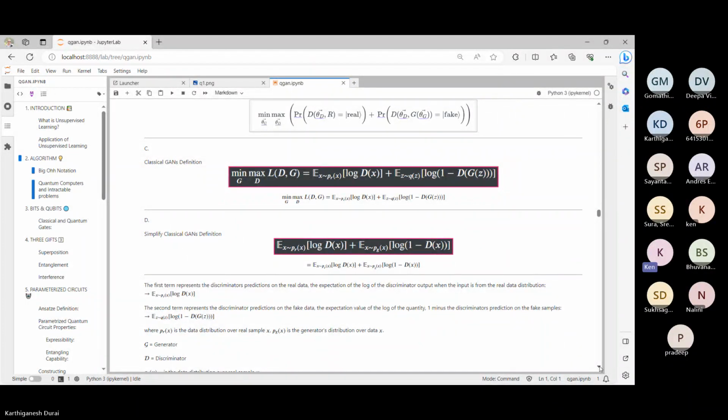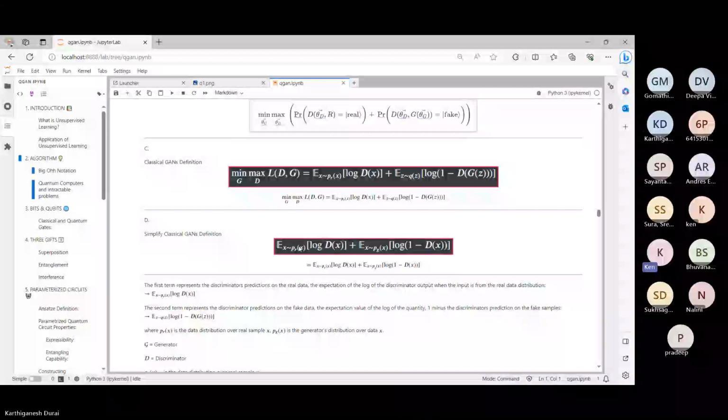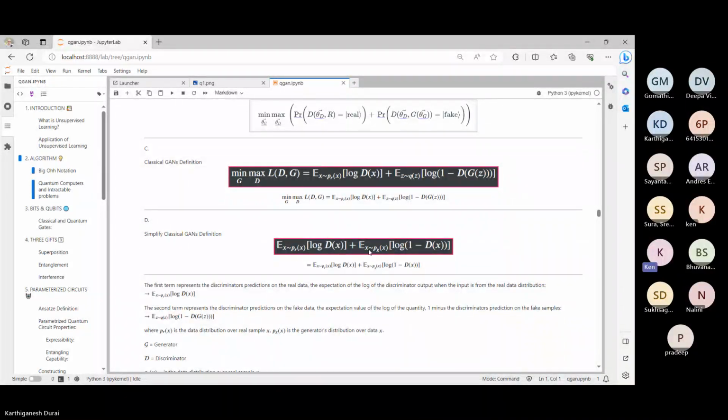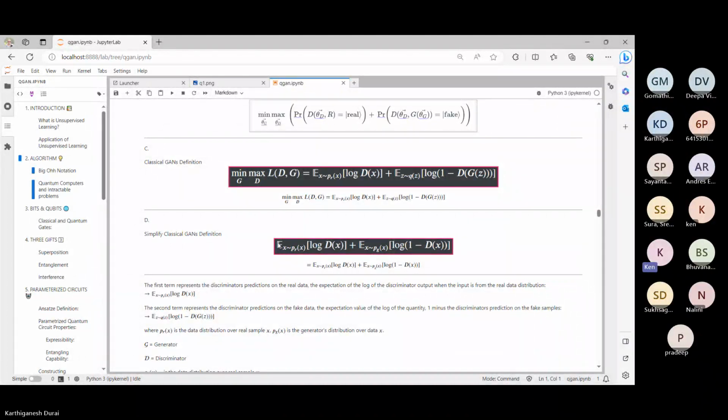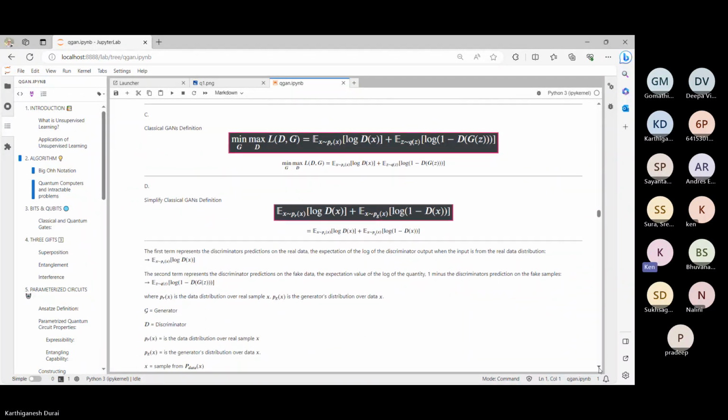And D here, so we have A, B, C, D, the simplified classical GANs definition. We could reduce it to a form like this if we try to remove the noise factor out of it. So this is the simplified GANs definition, where it's the expectation value of log D(x) plus the expectation value of log of 1 minus D(x). And simplified, it just says these two probabilities must sum to 1.